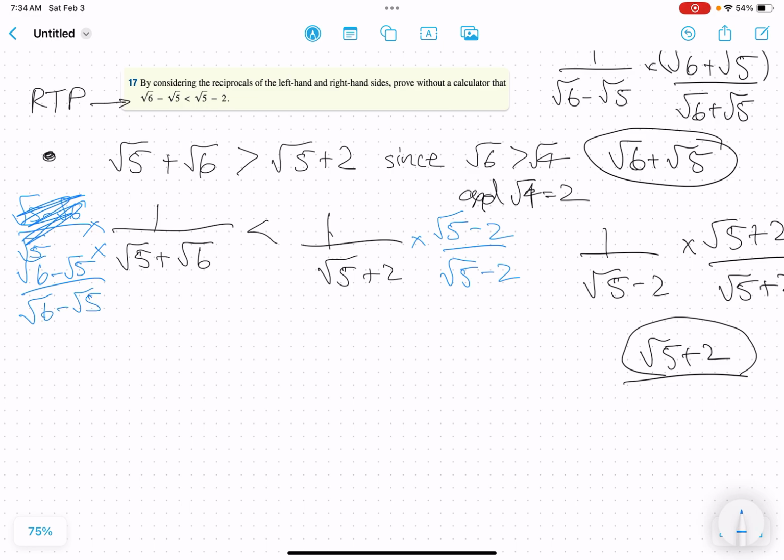There we go. So we'll just swap those two, and on the denominator you would get 6 minus 5, which is 1, and on the numerator you would have root 6 minus root 5. And here on the denominator you've got 5 minus 4, which is 1, and on the numerator you have root 5 minus 2. So then we've proved what we want to prove.